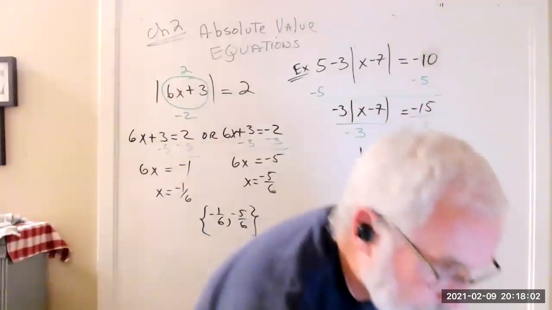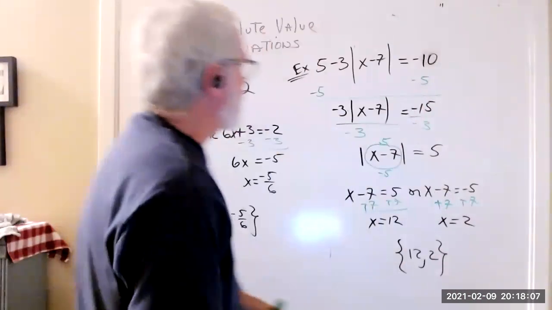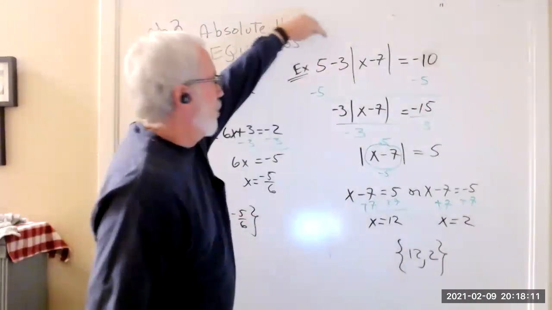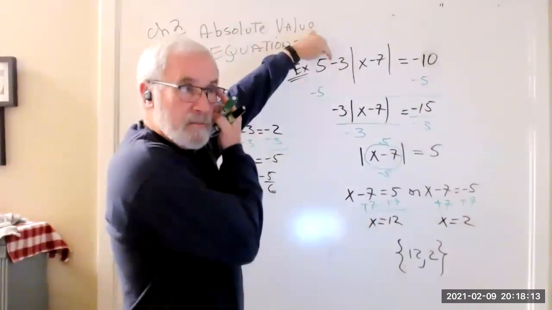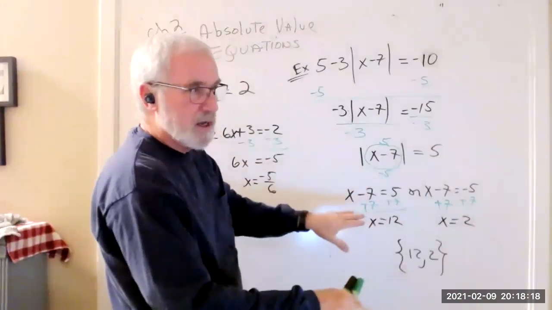Okay, we're okay. Having to isolate the absolute value. We had to get rid of the 5. We had to get rid of the -3. Okay, before we do the splits, before we split it up.